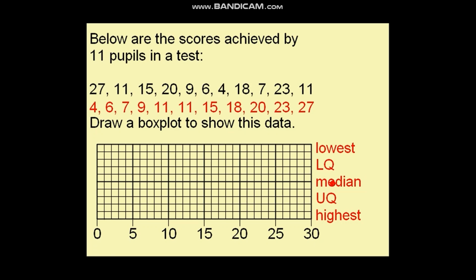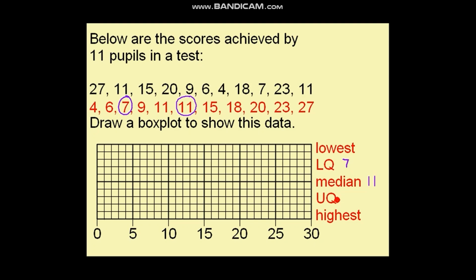I always start with the median. That's the middle value in my list of values, so that's this number here, 11. Next, I find the lower quartile. To do this, I find the middle of all the numbers to the left of the median. I don't include the median in this, I'm just looking at these numbers here, and the middle number is 7.